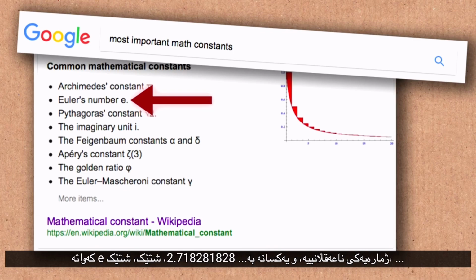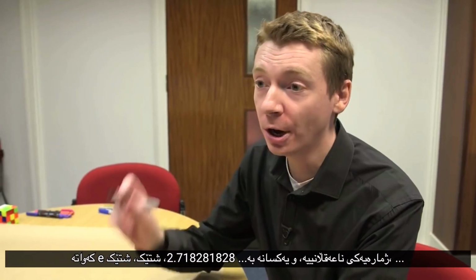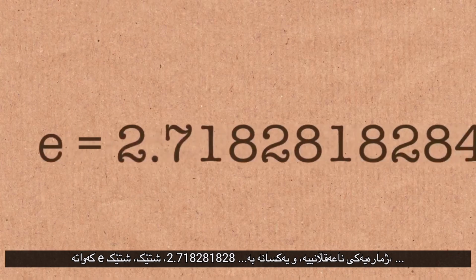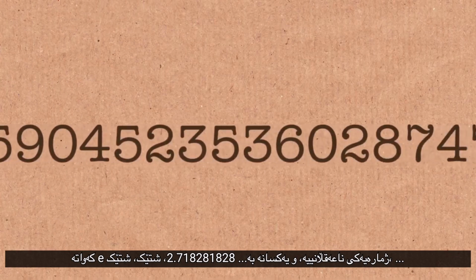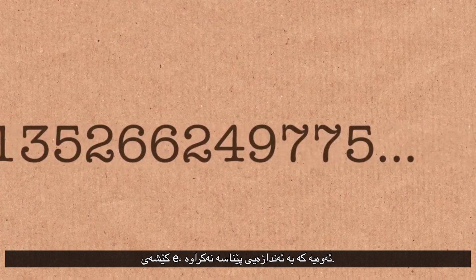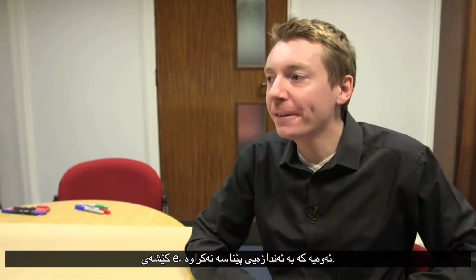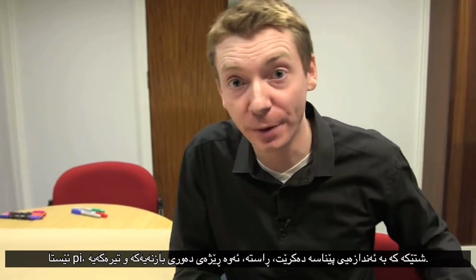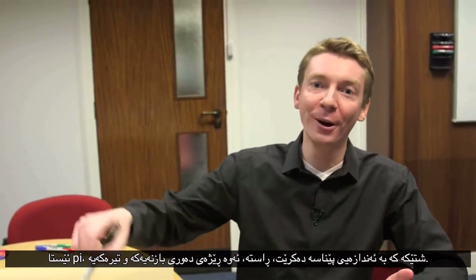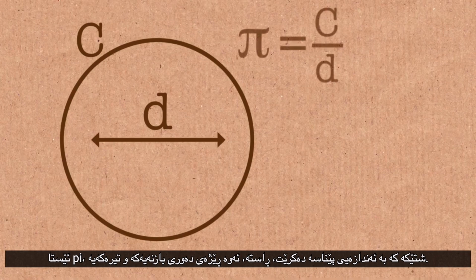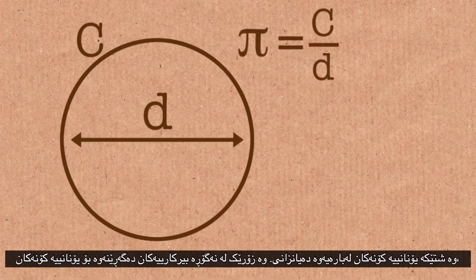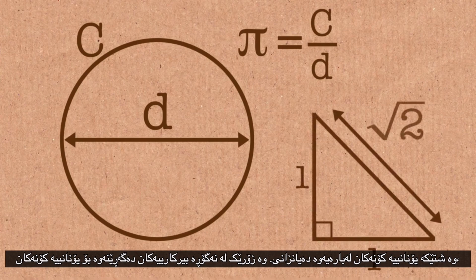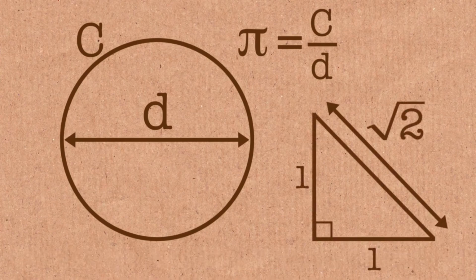So e is an irrational number and it's equal to 2.718281828 something something something. The problem with e is it's not defined by geometry. Now pi is something that's defined by geometry, right? It's the ratio of a circle's circumference and its diameter, and it's something the ancient Greeks knew about. A lot of mathematical constants go back to the ancient Greeks, but e is different.